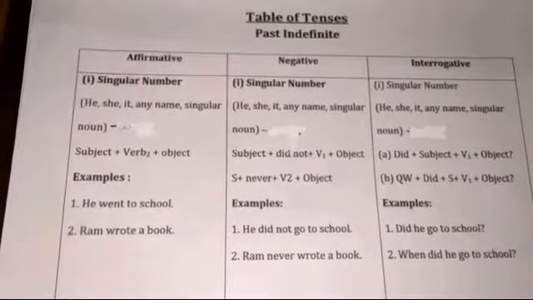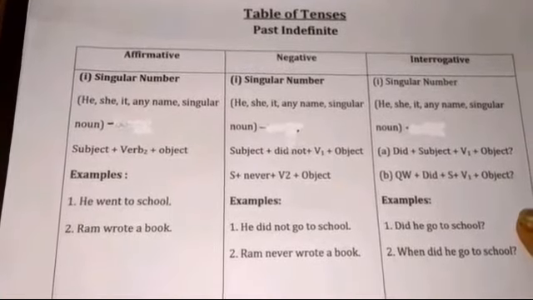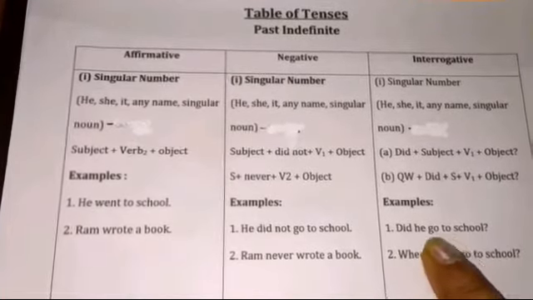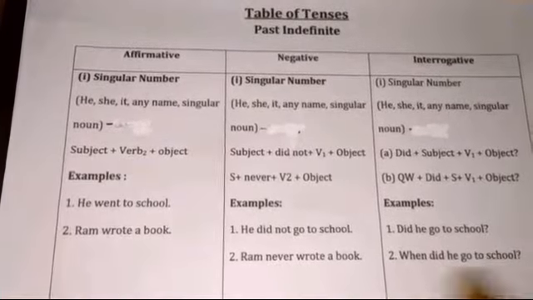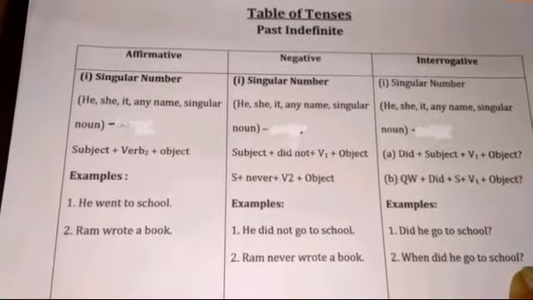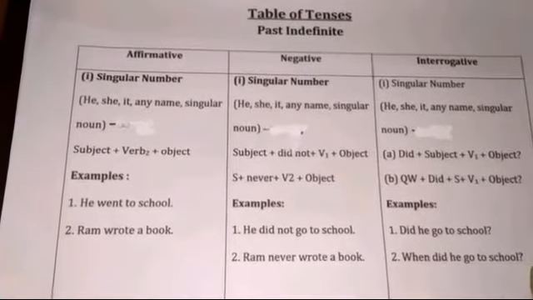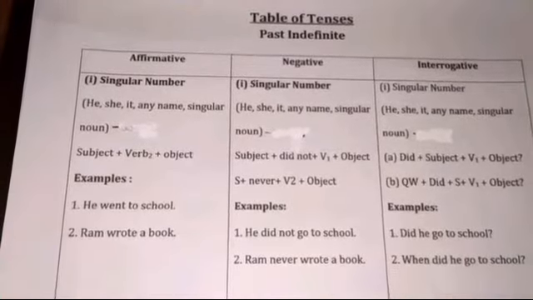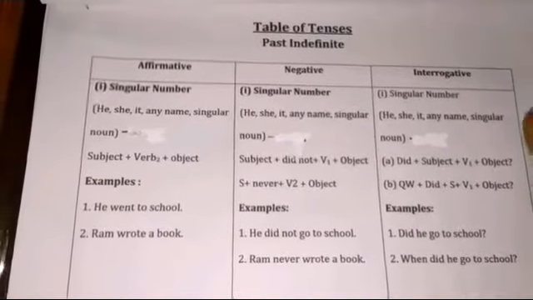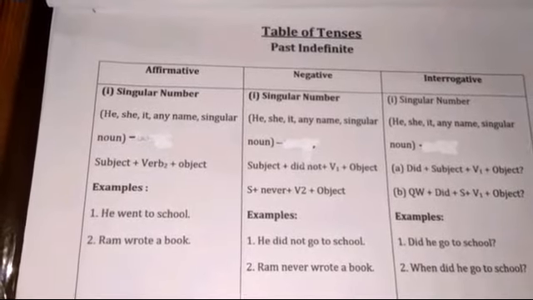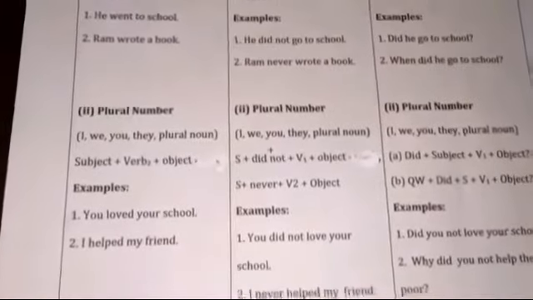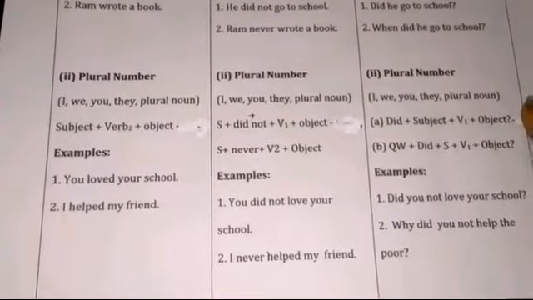Okay, these are the examples you can see here. Did he go to school? Did, he the subject, go V first, and to school. Second example: when did he go to school? So in both examples we use V first in the interrogative sentence. So this is the interrogative sentence in singular number. And then let's move on to plural number.